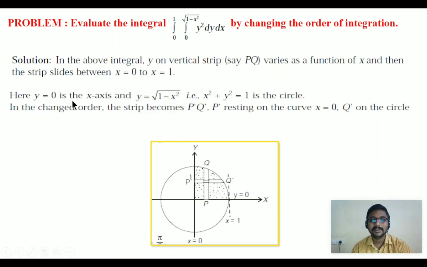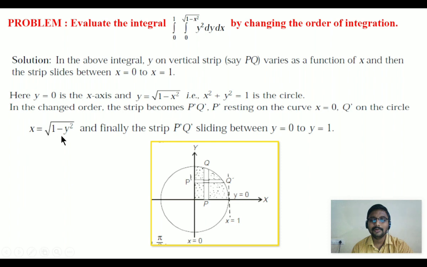Here y equal to 0 is the x-axis, y equal to root of 1 minus x square is the circle. In the changed order, the strip P dash Q dash is the new strip. P dash is resting on the curve x equal to 0. X equal to 0 means the y-axis, and Q dash is resting on the circle.